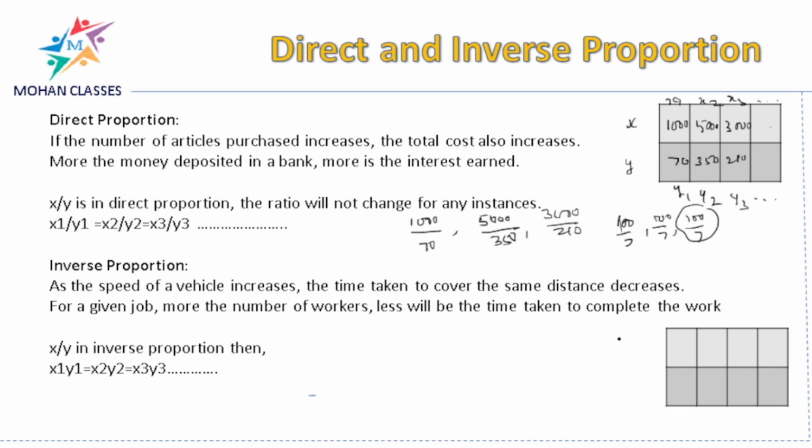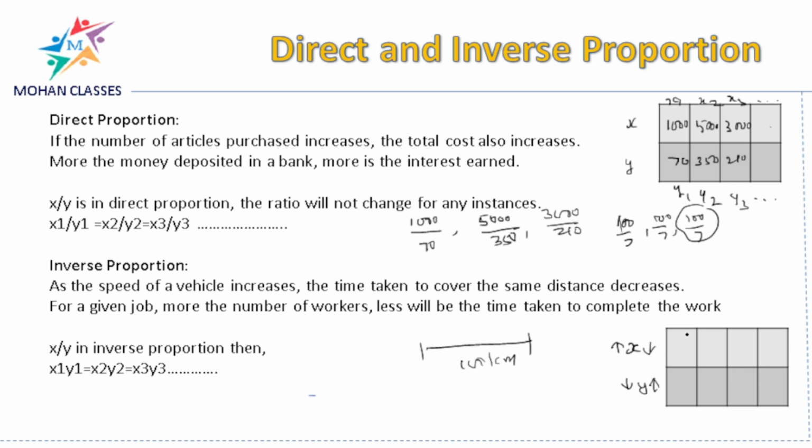Inverse proportion: if it is x and if it is y, if x increases, y will decrease. If y increases, x will decrease. That is, if x is increasing, y will decrease. If it is decreasing, it will increase. So it is the opposite. That is called inverse proportion. Example: as the speed of the vehicle increases, the time taken to cover the same distance decreases. Suppose there is a 100 kilometer distance.